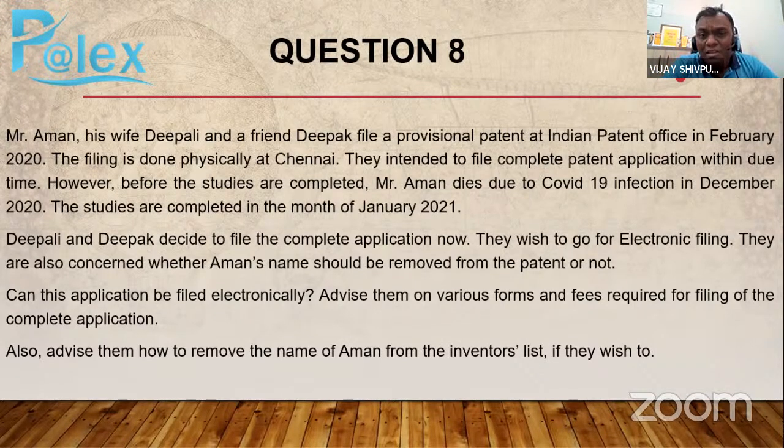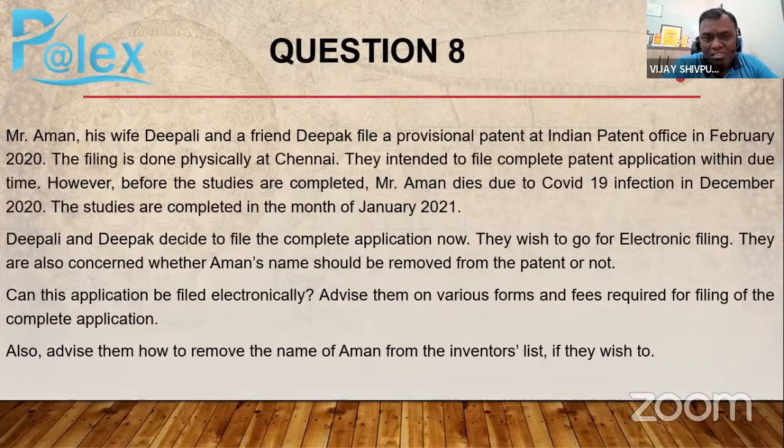So the studies are completed in the month of January 21. Now, Mr. Raman is no more. Dipali and Deepak decide to file the complete application now. They wish to go for electronic filing. They are also concerned whether Aman's name should be removed or not.